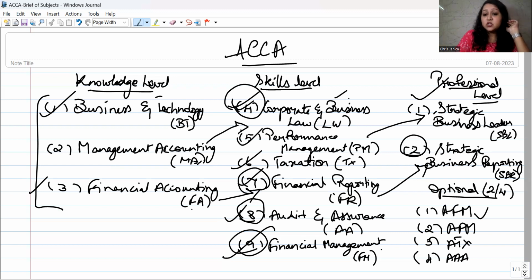Otherwise, this corporate and business law, you can study at any time when you're going to study all the rest of your skills level papers. It's not going to have any impact on the other paper.